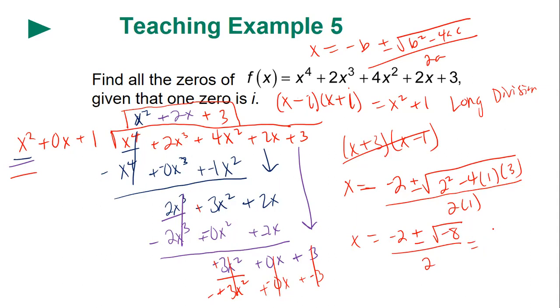It wouldn't be i root 8 because 8 is not a perfect square, is it? 8 is not perfect, but it is made of a perfect square, right? So I can take the square root of 4, but can I take the square root of 2? No. So when I'm simplifying this, it becomes 2i square root of 2 all over 2. So this quartic function has no real zeros, only imaginary ones.